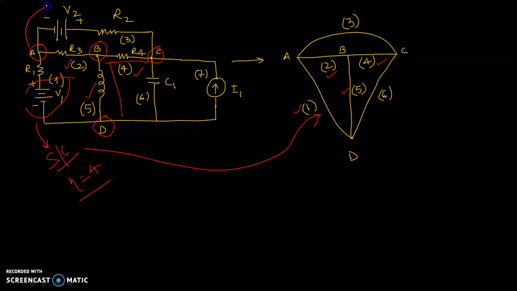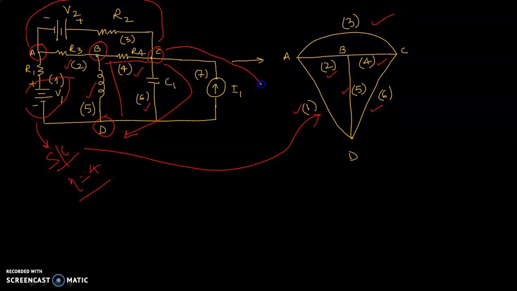From A to C, the upper portion of this, there is branch number 3, represented by a path connected like this. It is okay. From C to D, this is branch number 6, path number 6.